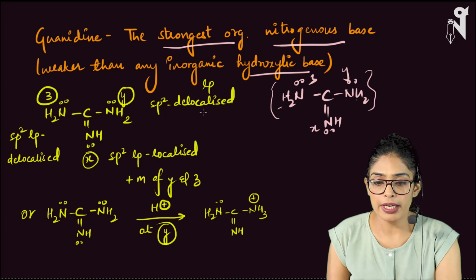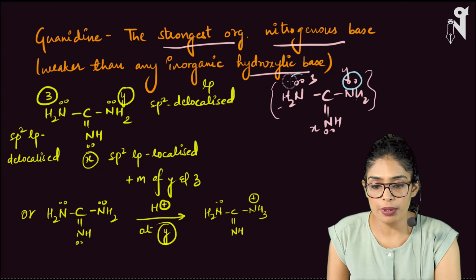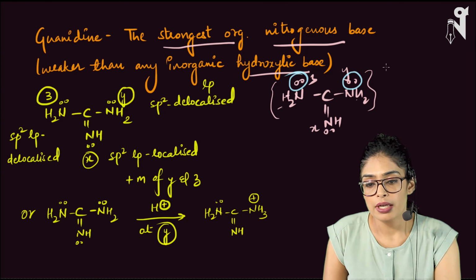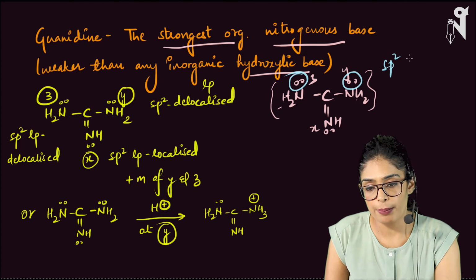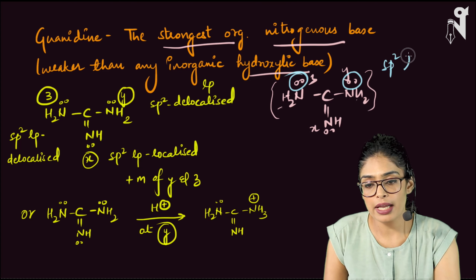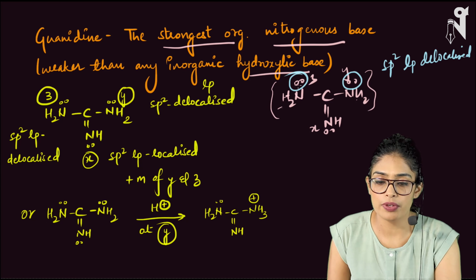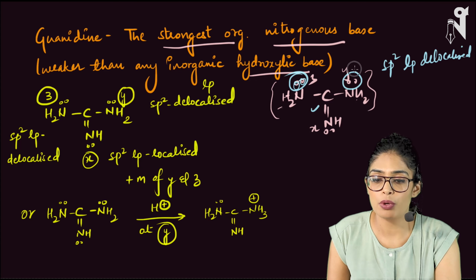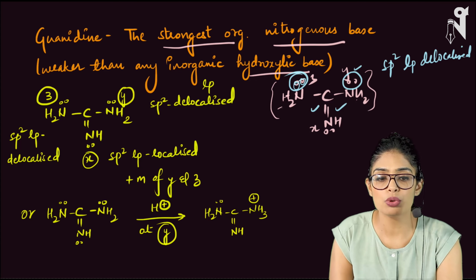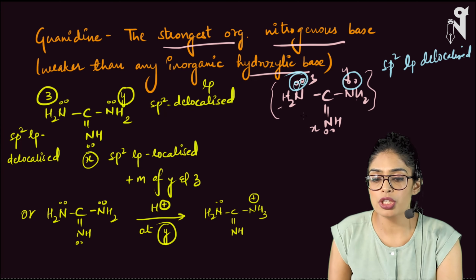Again, see, this nitrogen's electron pair and this nitrogen's electron pair, both these nitrogens are sp2 hybridized, and the lone pair is delocalized, participating in the resonance. Look at the molecule structure very carefully. This lone pair is in conjugation with this pi bond. This lone pair is in conjugation with this pi bond. So both are in conjugation with the pi bond.